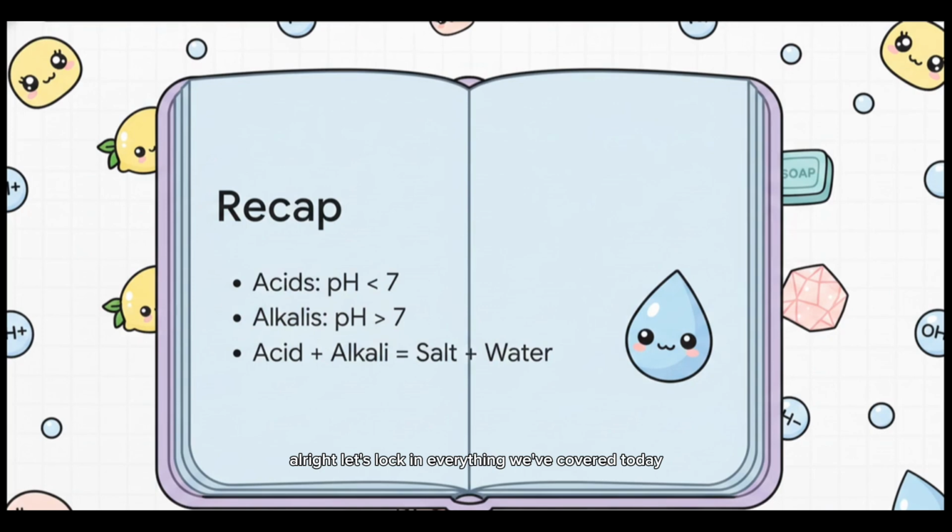All right, let's lock in everything we've covered today. For our Form 4 and Form 5 students, here are your absolute core takeaways. Acids produce H+ ions and have a pH below 7. Pure, neutral substances sit perfectly at pH 7. Alkalis or bases that dissolve in water produce OH- ions and have a pH above 7. And finally, that magic equation. Neutralization happens when an acid and an alkali react to produce salt and water.